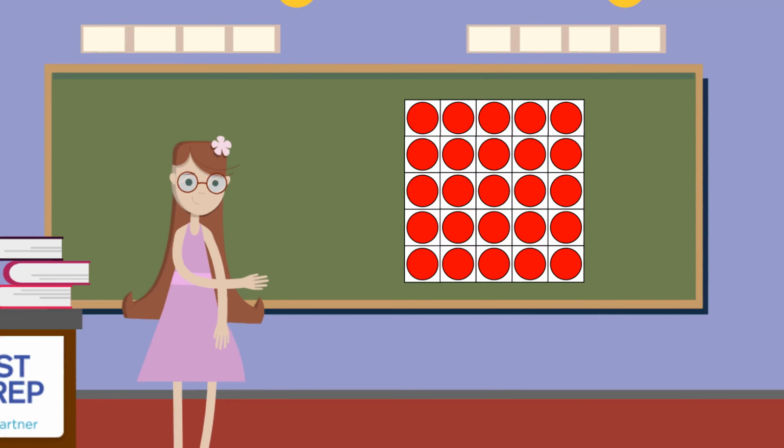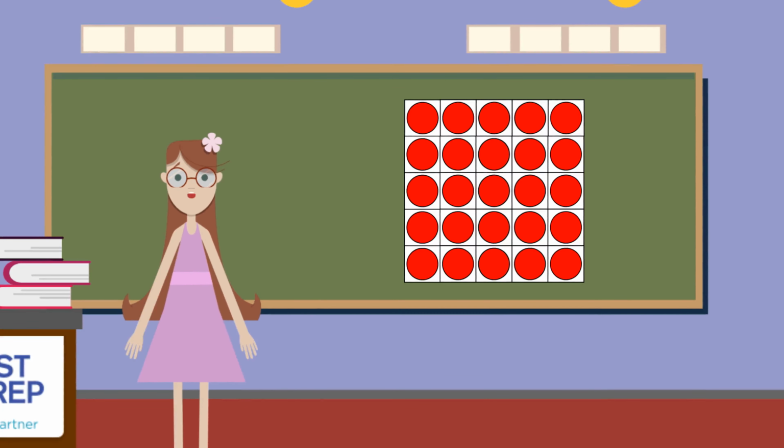This is a rectangular array. Rectangular arrays have columns. The columns run up and down. Rectangular arrays have rows. The rows run across. We can use rectangular arrays to help us add.